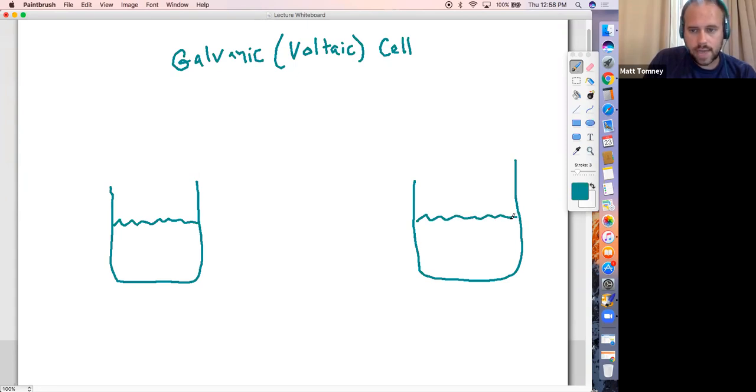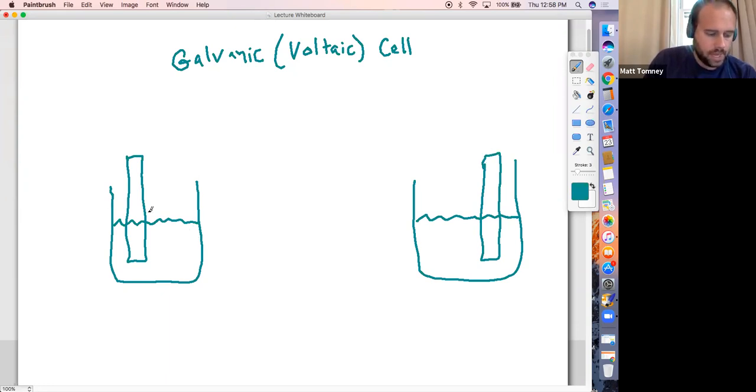And we're also going to have two metal, what we call electrodes. So you may see these sometimes represented as metal rods. They may be metal plates. Okay, these are going to be our electrodes. And electrodes are some sort of solid metal that are going to be responsible for this electron transfer as we're going back and forth.